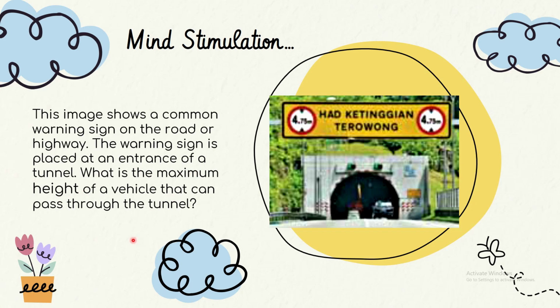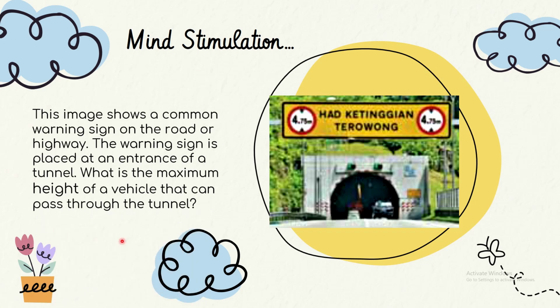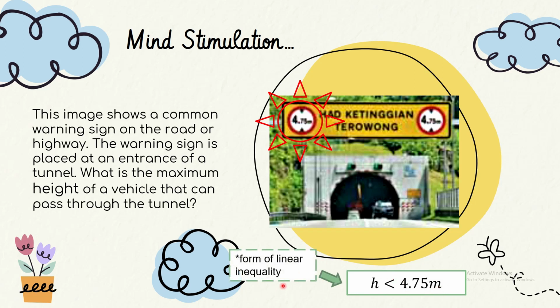I will give you 5 seconds to answer this question. Now it's already 5 seconds. So the answer is 4.75 meter. The maximum height of a vehicle that can pass through the tunnel is 4.75 meter. So the variable in this question is height, because we focus on the maximum height. So we use the letter H to represent height. We will write down like this: H less than 4.75 meter, because the maximum height of a vehicle that can pass through this tunnel is 4.75 meter. This is in the form of a linear inequality.